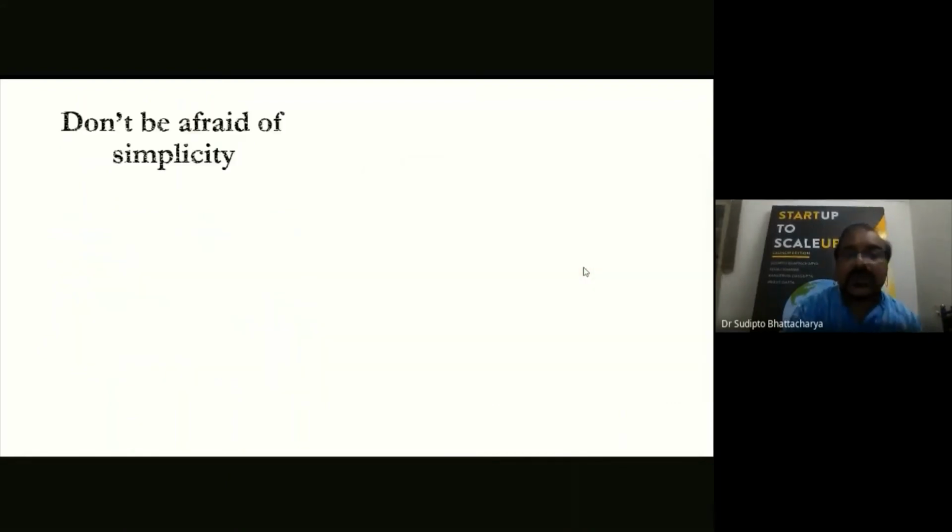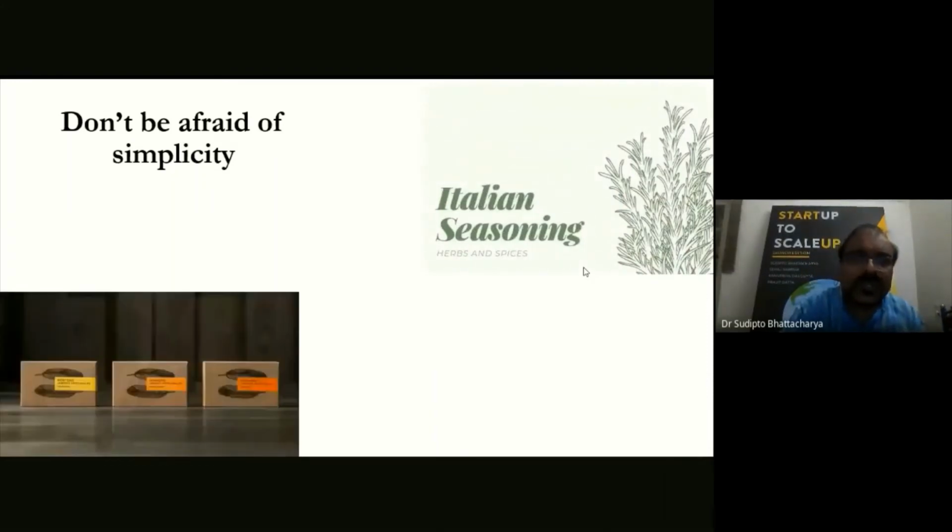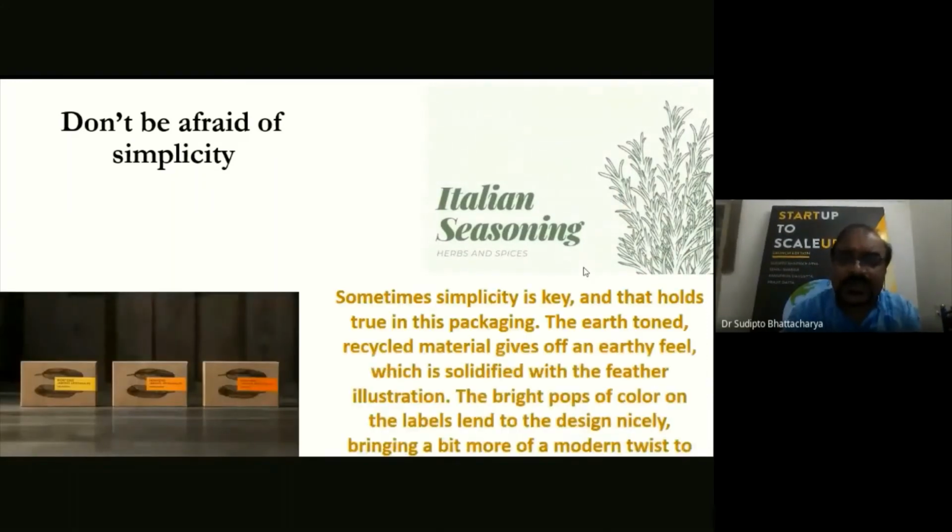Then we come to something which is very simple, the Italian seasoning, which we use in a lot of pizzas and pastas. And these are simple packages, but it gives you that earthy feel. It gives you that the earth tone recycled materials are being used. And these bright pops of colors on the labels lend the design more of a modern twist to the packaging.